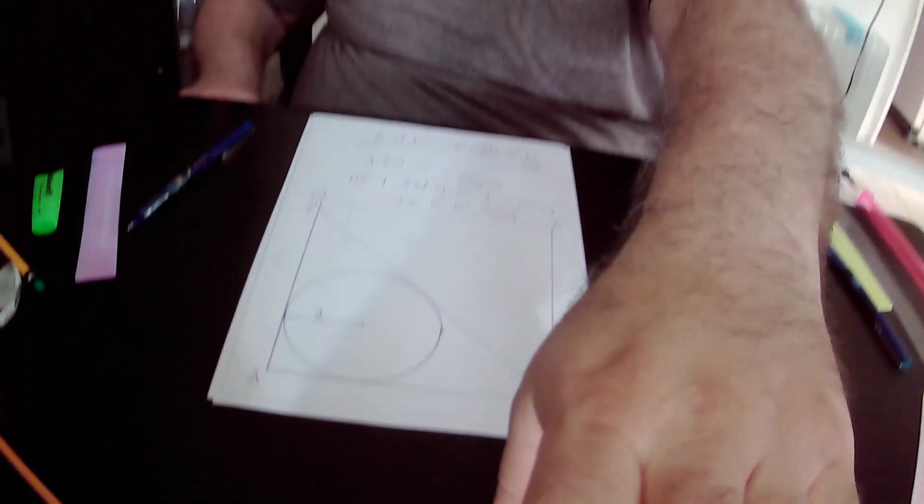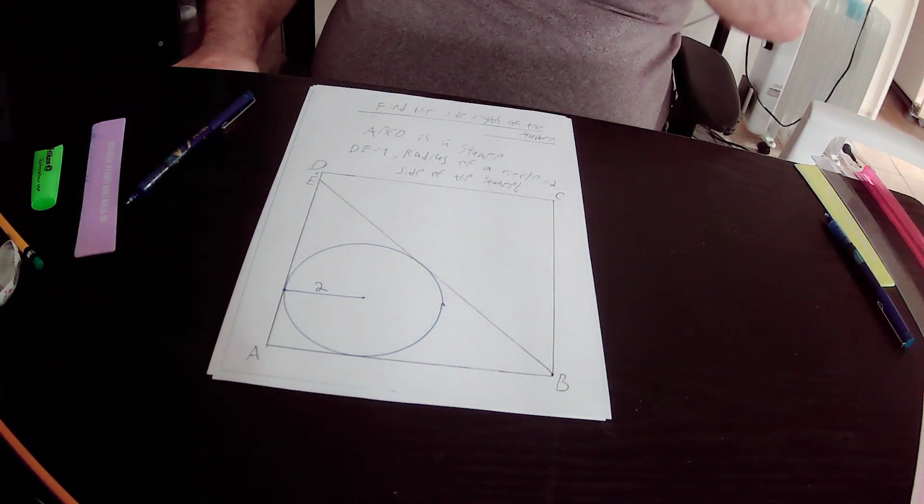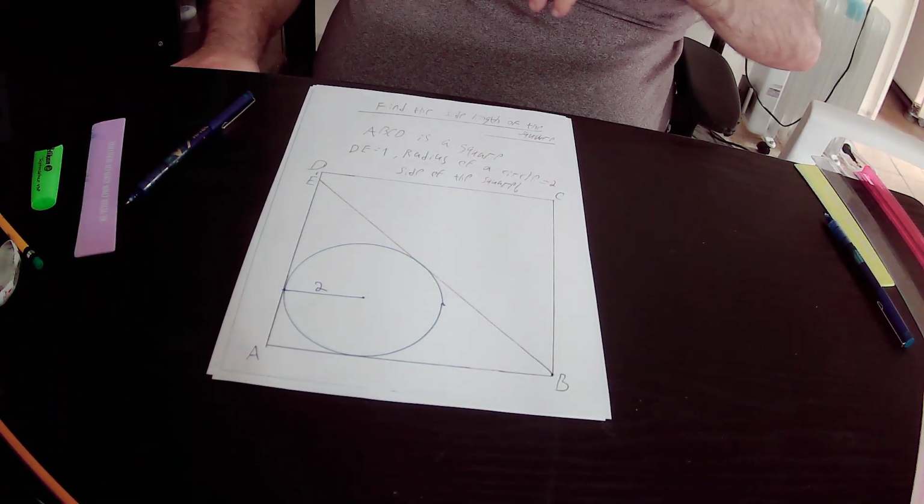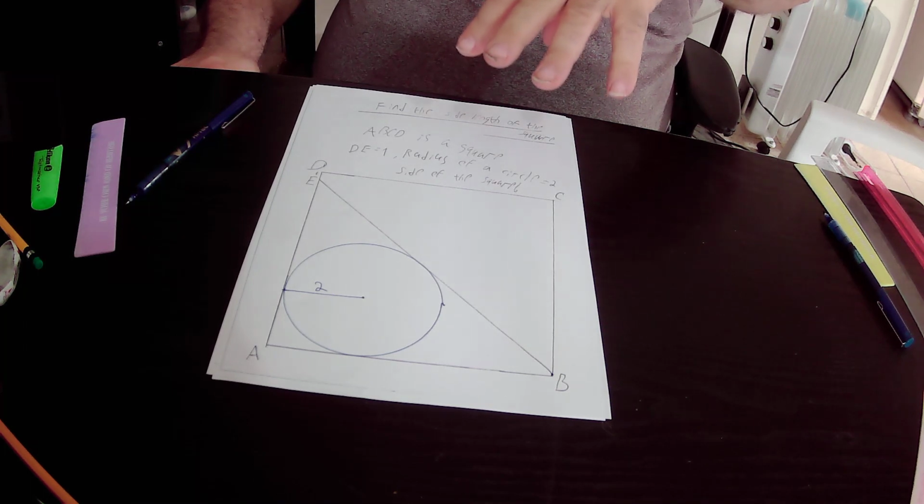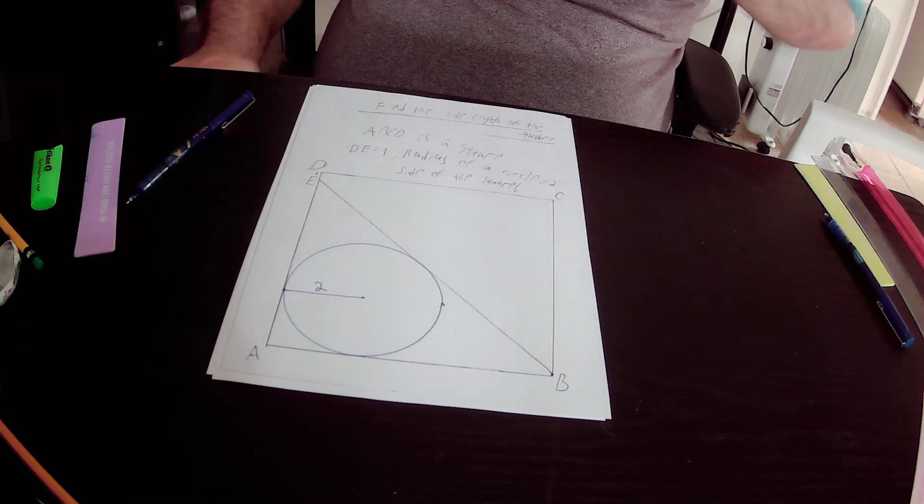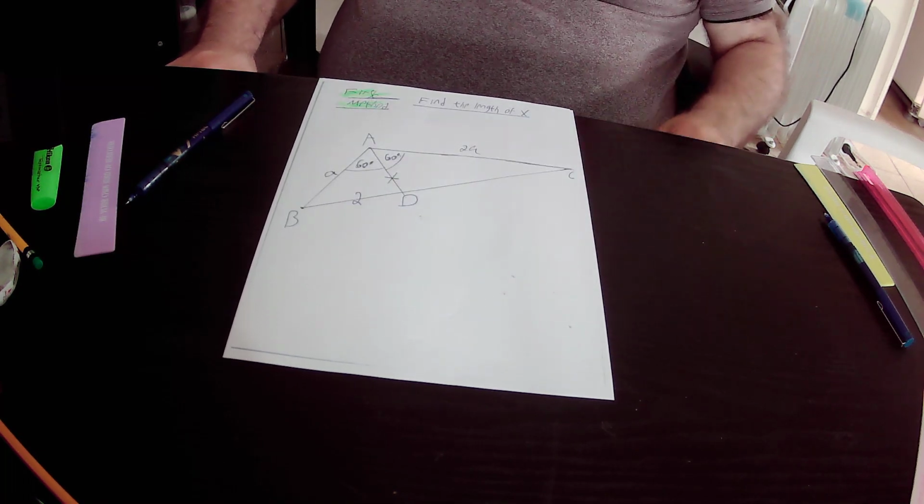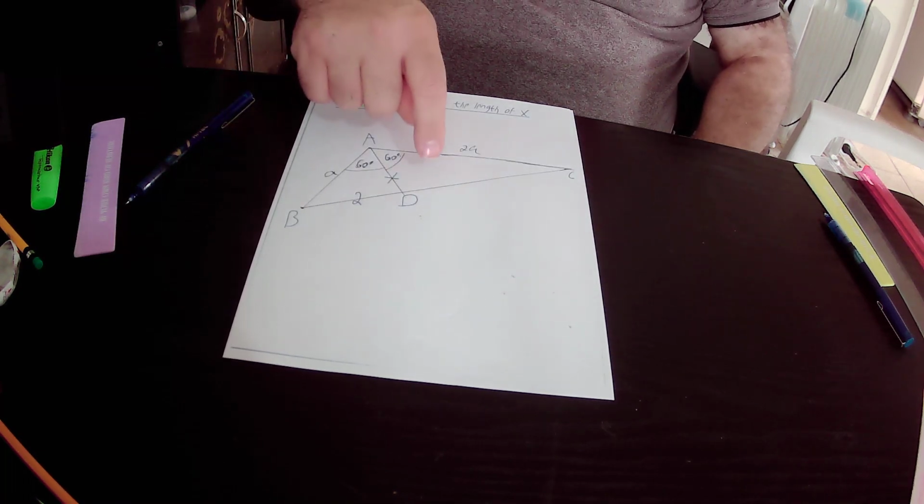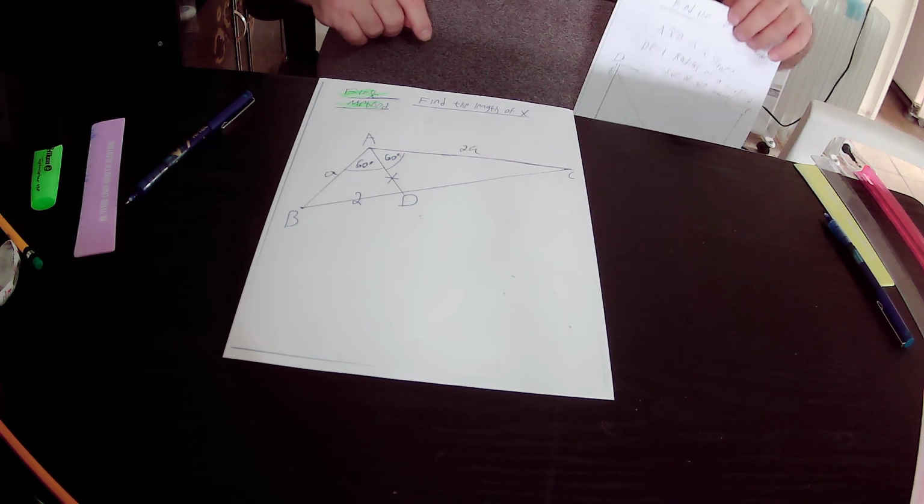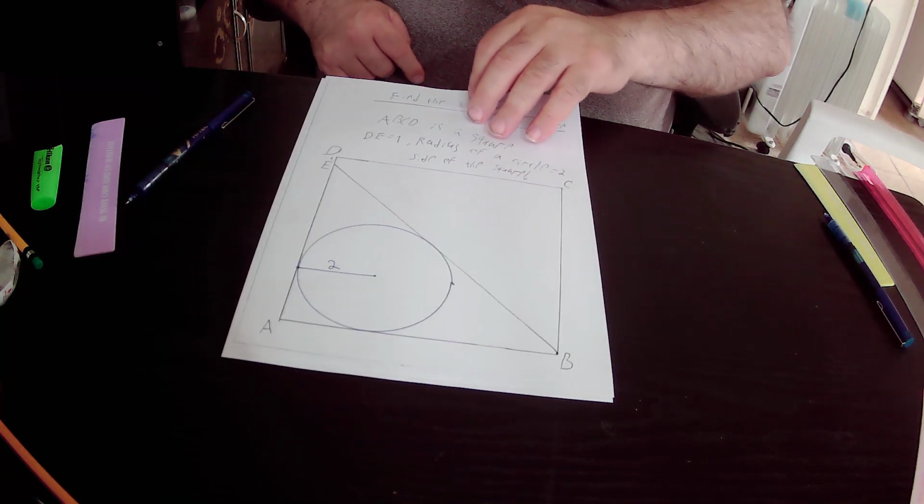Hello, in this lecture we will answer two questions. In the first question, we will find out the side length of square ABCD. In the second question, we will find out the length of line segment X. Okay, so we'll start with the first question.